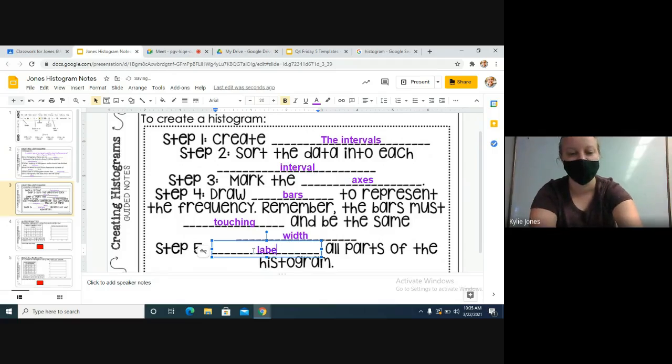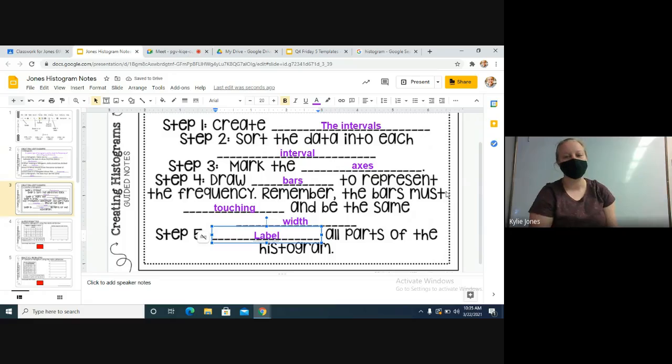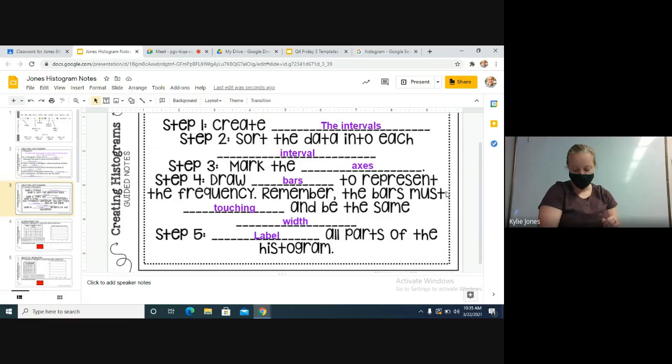So right here should be label. After that, you will label the parts. And again, we're going to work on this together. I'm not just going to be like, okay, now draw a histogram. We're going to do a couple together. All right, I'll give you about 30 seconds to get this stuff typed out. And then we're going to go practice it on slide number 4 and 5. We're going to learn how to do this.